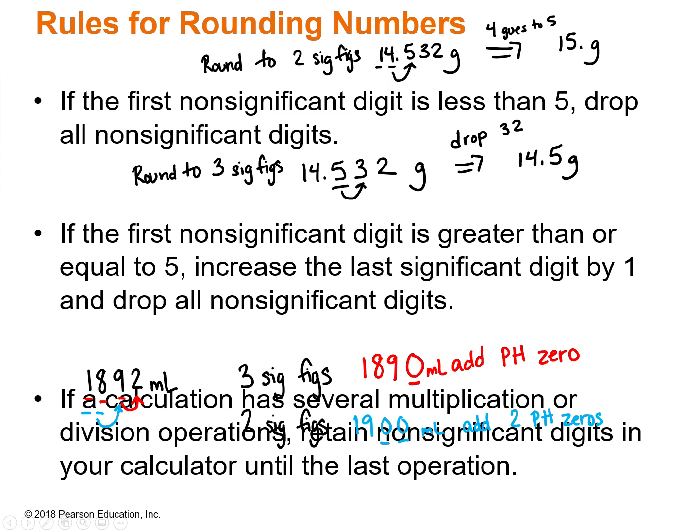And I just gave you all that information and wrote over my last point. But it's okay. We're going to go over it anyway. If you have to do a calculation with several multiplication or division operations, do all those operations first and then round at the end.